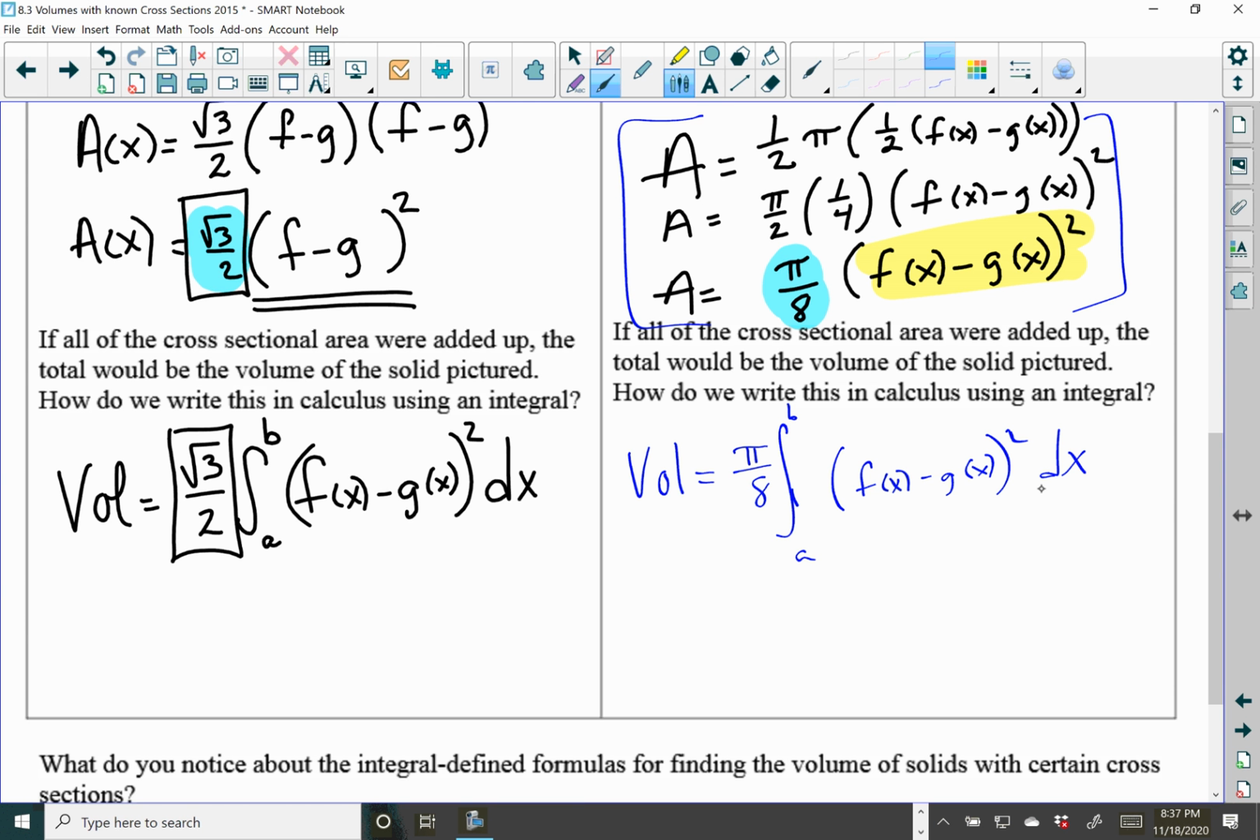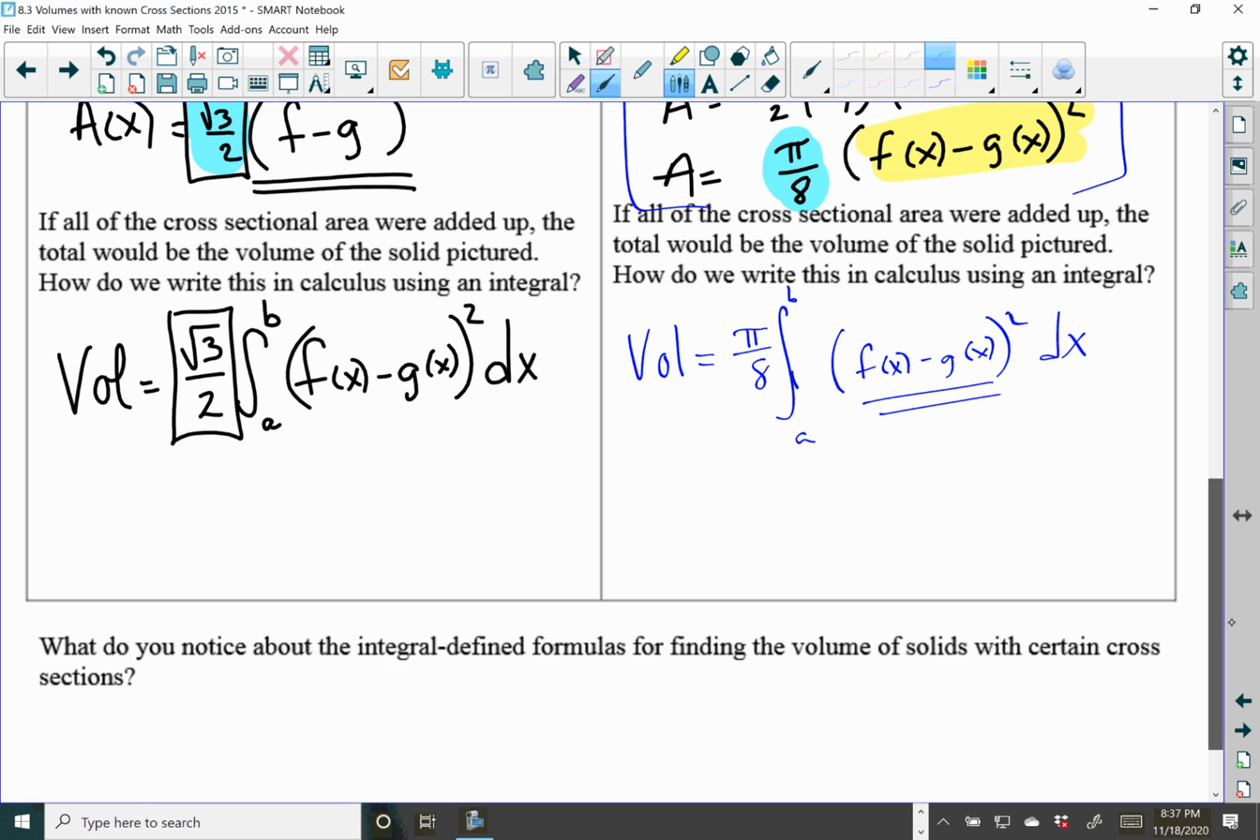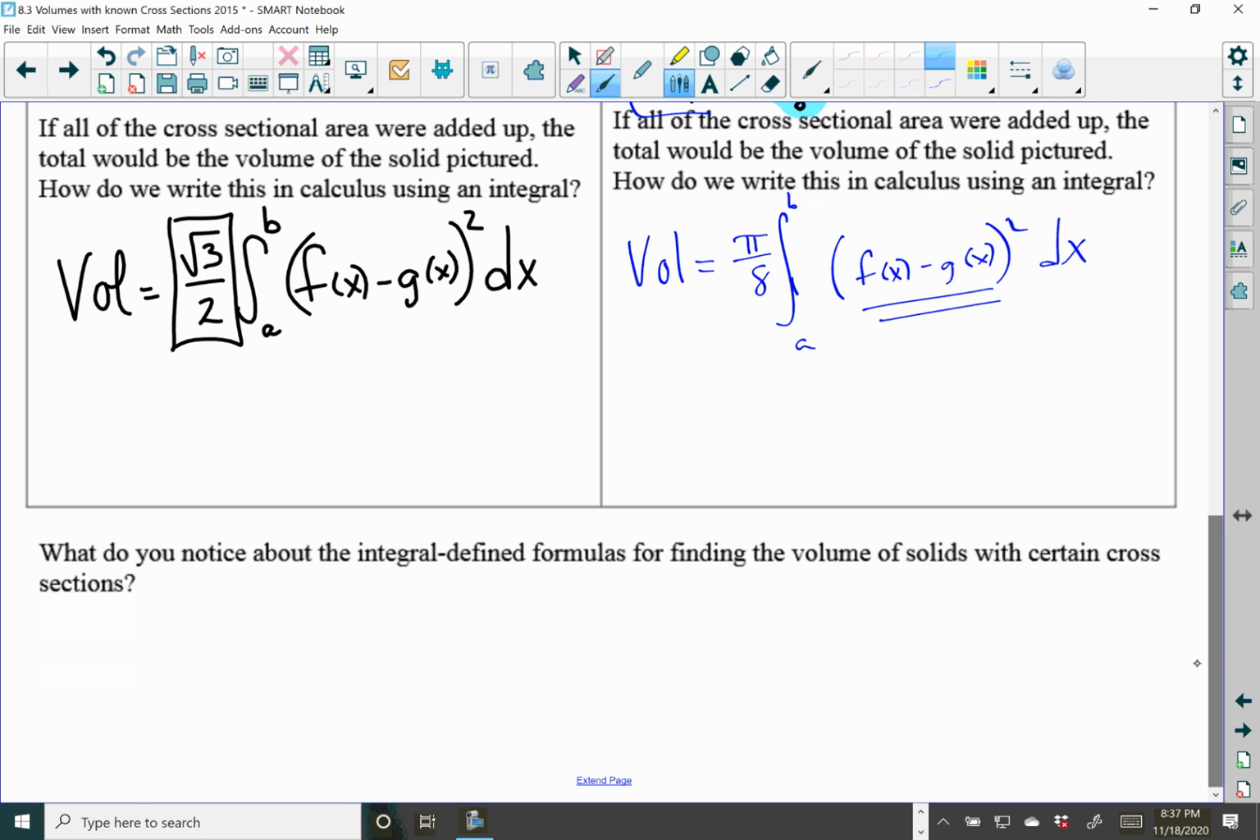So the integral from a to b, pi over 8 out front, area of the cross-sectional piece squared, dx. So down below it says, what do you notice about the integral defined formulas for finding the volume of the solids with certain cross-sectional pieces? It's always some lead coefficient times the integral, a to b if we're working in x's, let's say, of f of x minus g of x, quantity squared, dx.